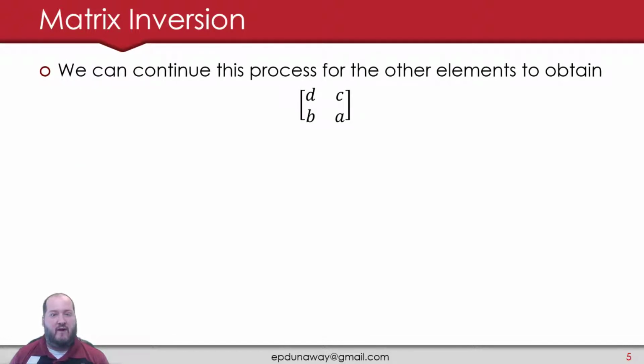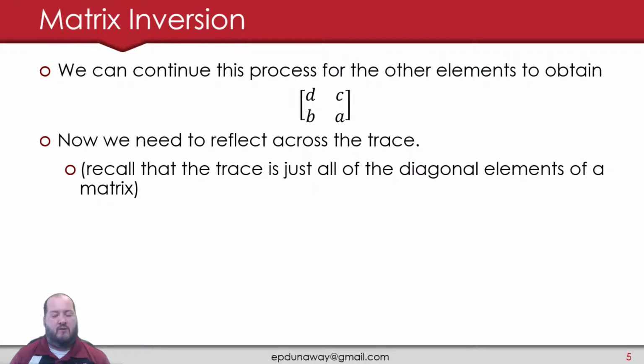Now I can follow that pattern, continue the process for each of my other elements, and I get all of my minors organized in the matrix as D, C, B, and A. And that's it right there. We are done with the first step. So, all right, let's move on to step 2.